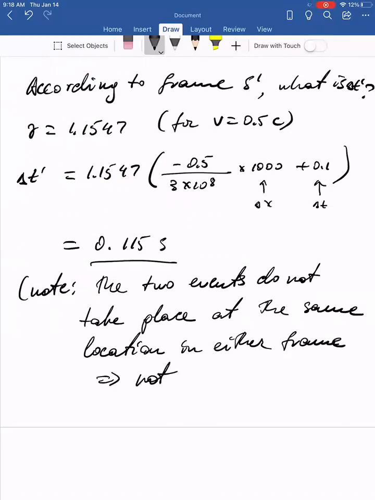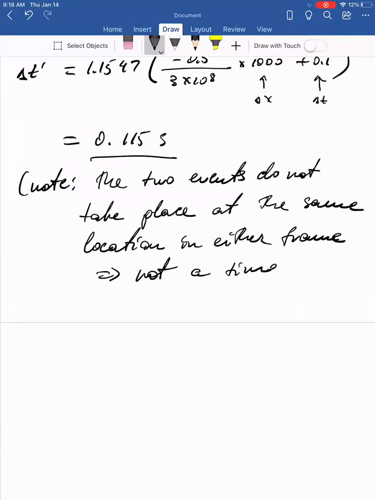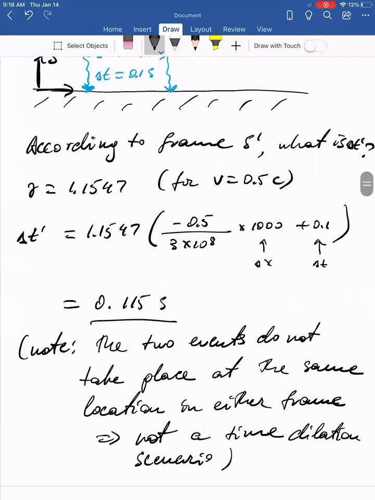This is not a time dilation scenario. Put another way, the two events are separated by space and by time in both frames. They're separated by different amounts of space and different amounts of time in the two frames. In time dilation, the two events are separated only by time in one frame, but by a combination of space and time in another frame. In this problem, they're separated by different amounts of space and different amounts of time in different frames.